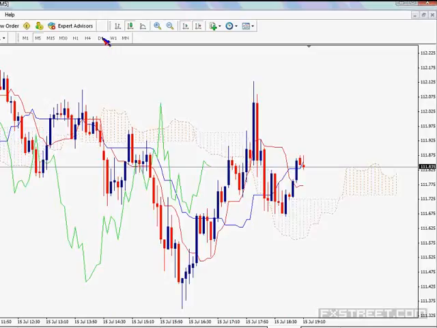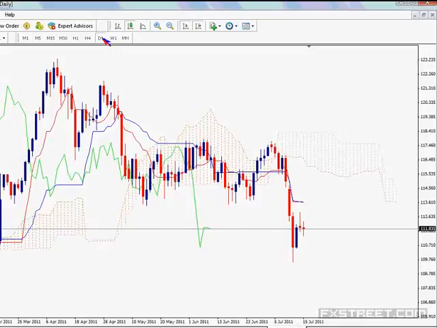Now, we have all these colors, all these lines, one plotted to the future, 26 periods, and the other lagging to the past, 22. And in the middle, we have those colored zones. The distance between the gray and the orange lines is always colored, and that colored area is the Ichimoku cloud.